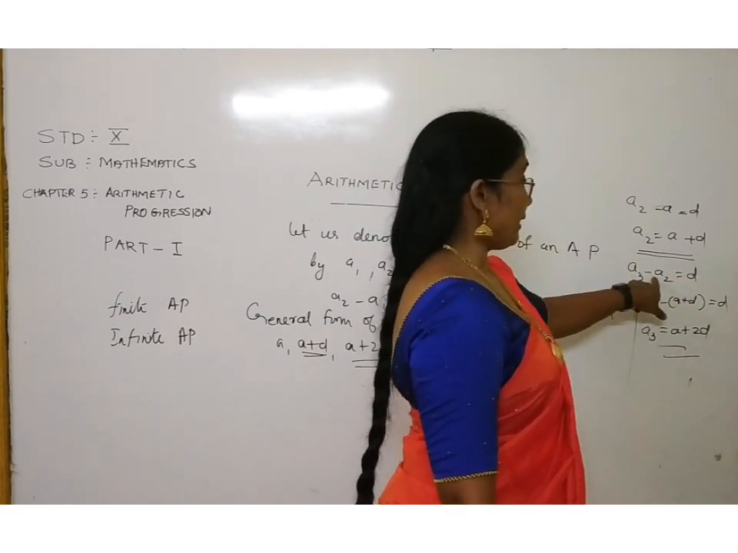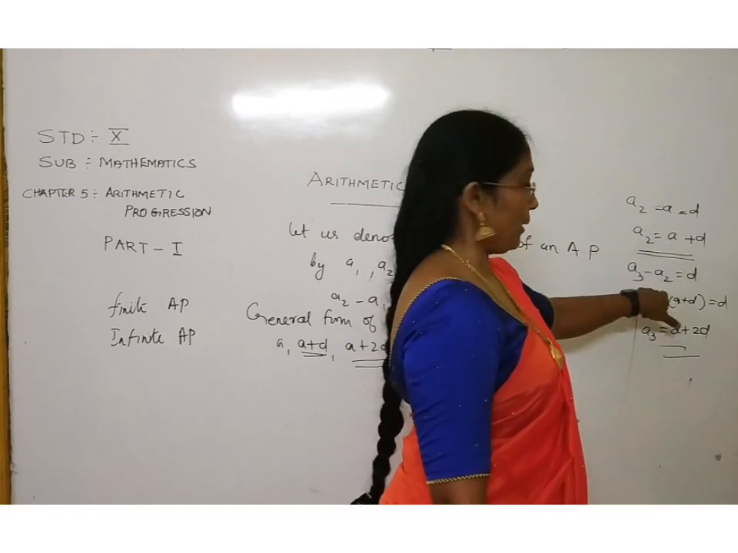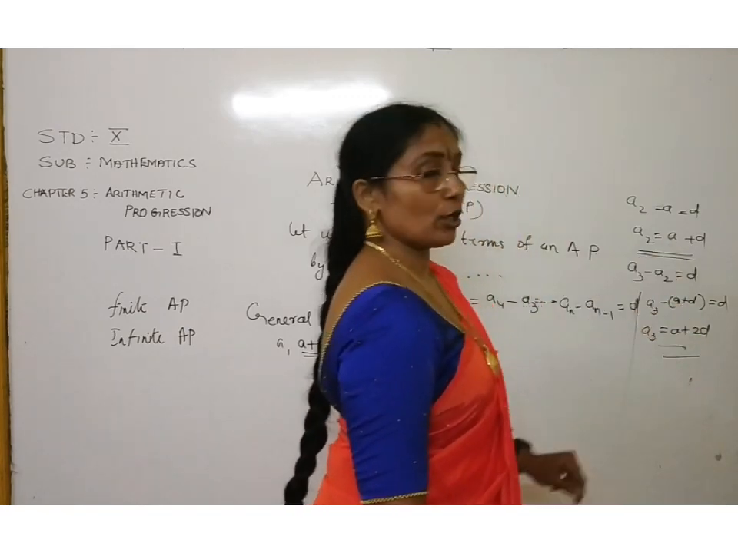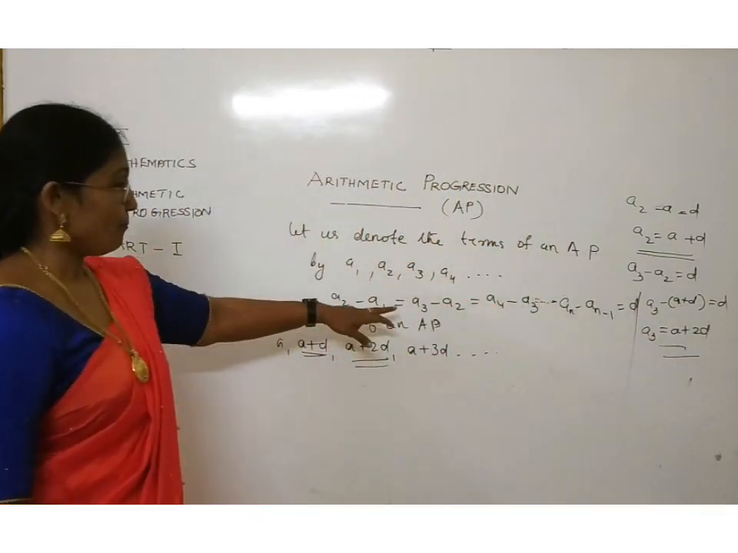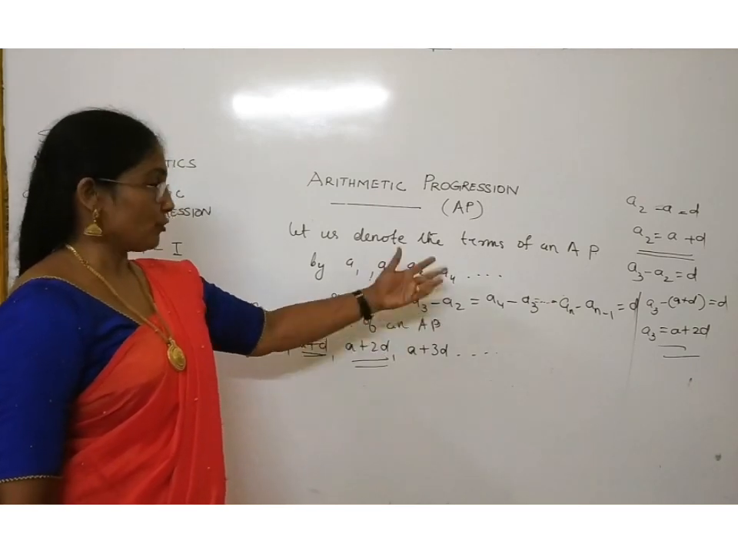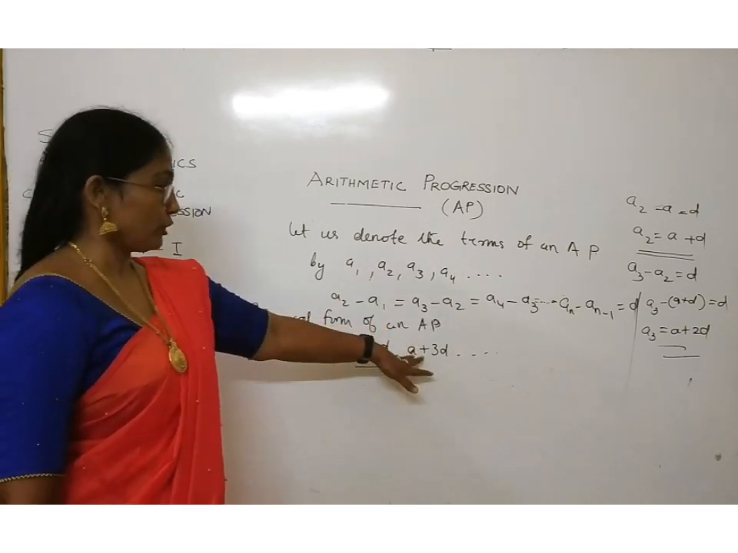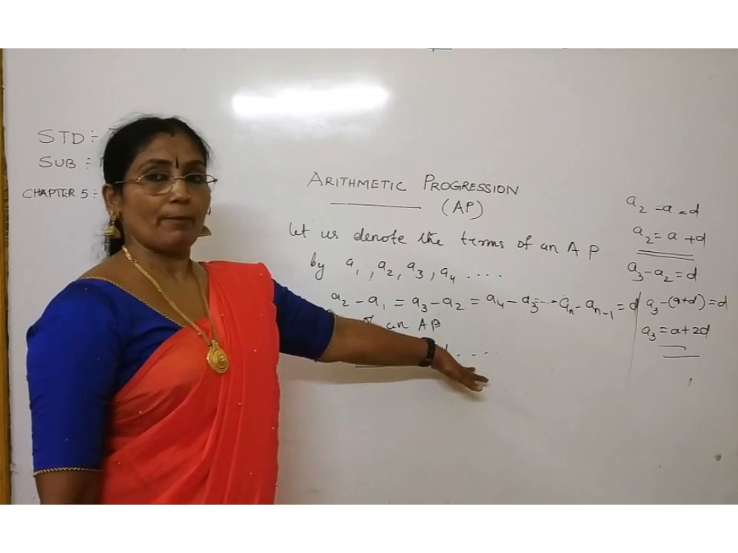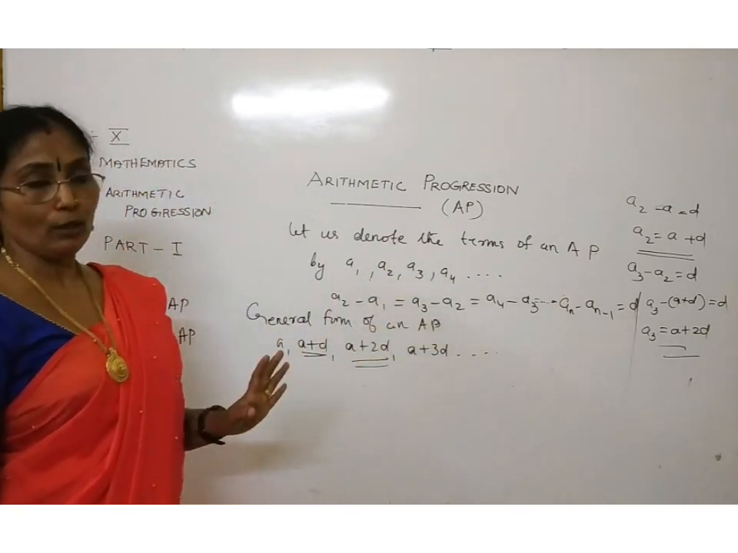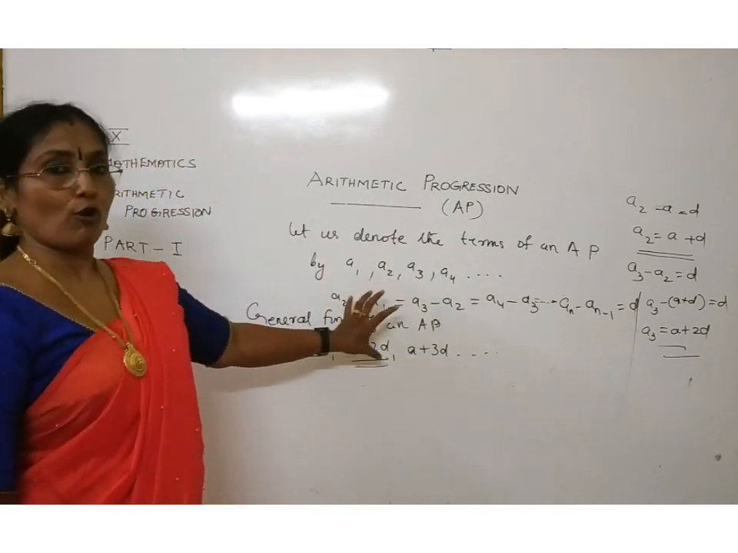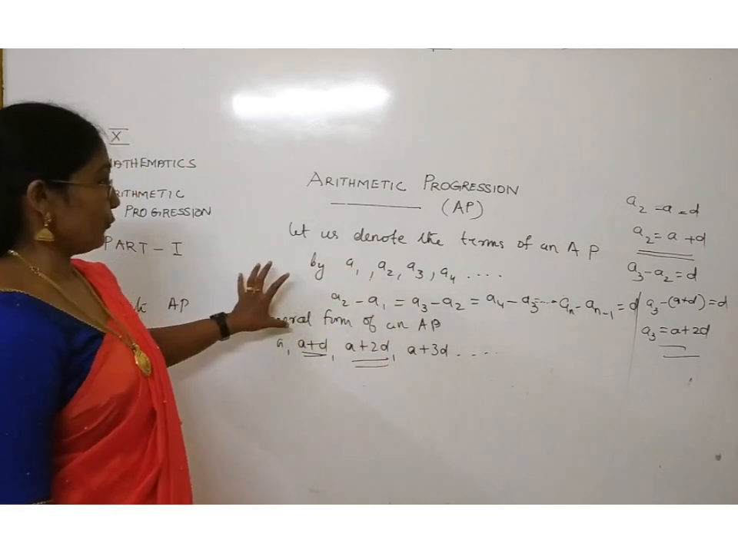So for writing here A2, the value of A2 is A plus D. You are going to get A3 is equal to A plus 2D. Same way, A4 is equal to A plus 3D, fifth term will be A plus 4D, like that it will continue. So this is the general form of an AP. Now clear for you children?